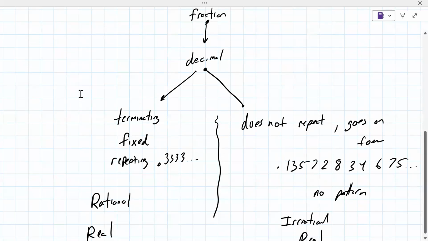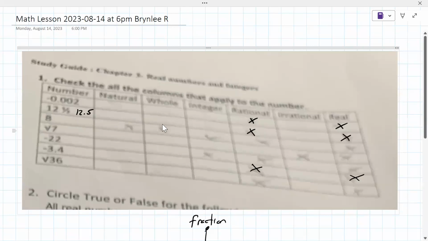Yep. All right, great. This 8, natural, whole, integer, rational, good. What is this one down here? Negative, is it 2.2 or is it 22? That's negative 22. Right. Integer, rational, real, good. I've already covered that one.